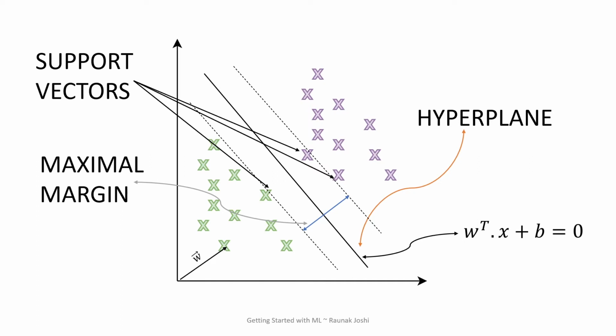Yet we don't know the marginal distance of it. Similarly, for my positive points, I'm going to say plus 1. So W transpose dot product X plus B is equal to 1. And similarly for my negative values, I'll say W transpose dot product X plus B is equal to minus 1, which indicates that plus 1 and minus 1 is the margin that I'm going to use in order to stay in touch with all of my support vectors in my SVM.